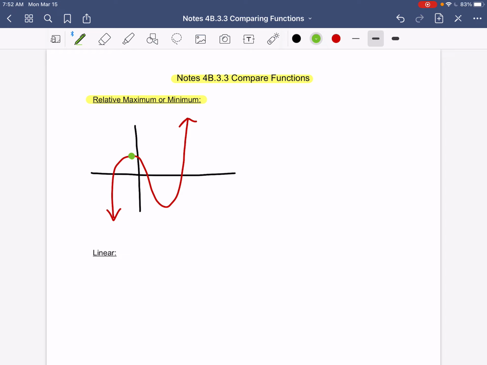A relative maximum is basically one of the turning points. If I only looked at this little interval right here, there would be a maximum. And then there's a relative minimum down here, basically your turning points. So it's just your maximum or minimum over an interval. Any one of our turning points would be a relative maximum or minimum.